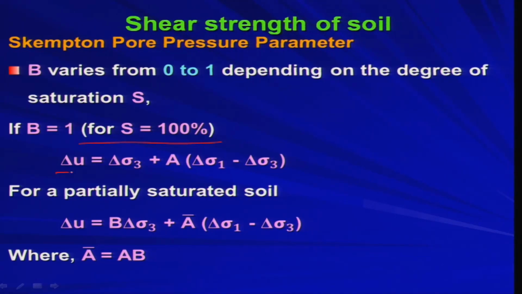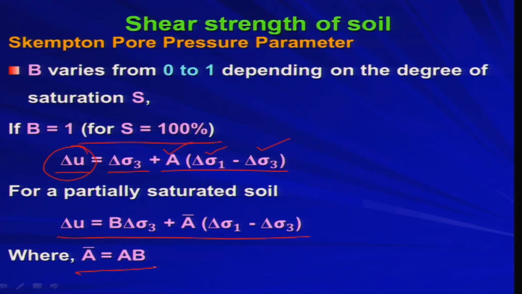In that situation B is 1, so delta u is delta sigma 3 plus A into delta sigma 1 minus delta sigma 3. What I mean to say is, if you consider 100% saturated soil in the triaxial test, and you know the value of A and the increments of sigma 1 and sigma 3, you can find out how much pore pressure is generated during the test at different stages. Now, for a partially saturated soil, delta u is given by this expression, where A bar is nothing but the multiplication of A into B.